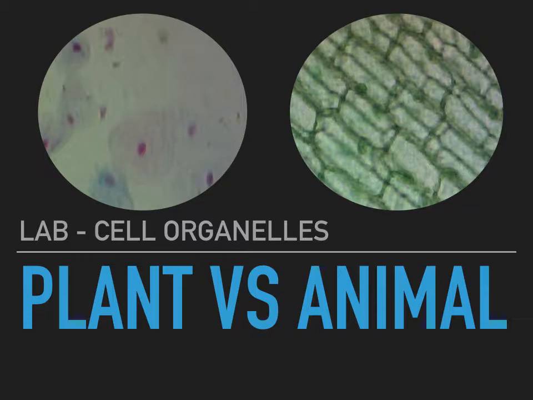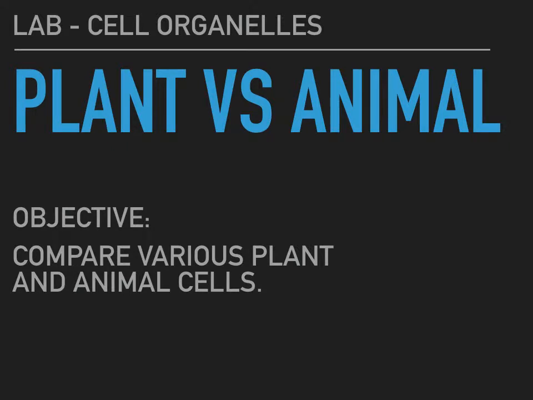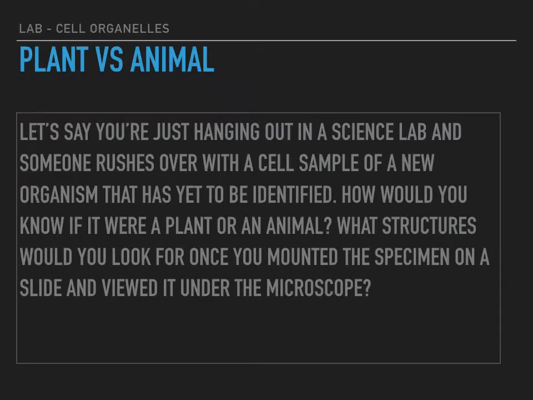Today we're going to be using the microscopes to look at eukaryotic plant and animal cells. The objective of today is for you to compare several different types of cells. By the end of today's lab, you will be able to identify the type of cell you are looking at and locate a couple of the organelles we have been studying in class.